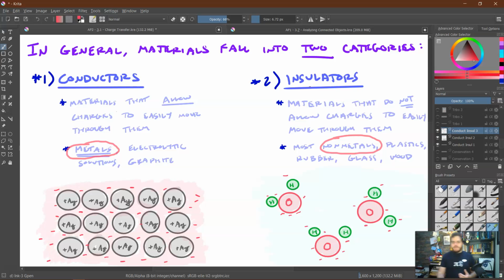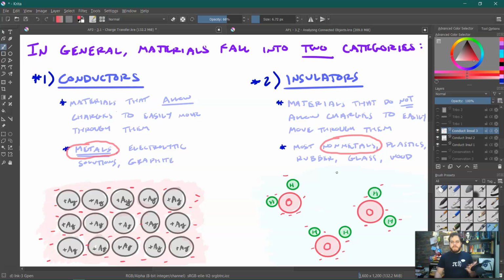Now, this also goes for, for instance, plastics, rubber, glass, wood. Typically speaking, if it's a good thermal conductor, it's a good electrical conductor. And if it's a good thermal insulator, it's a good electrical insulator. It's not always the case, but it's a good kind of way to think about it.